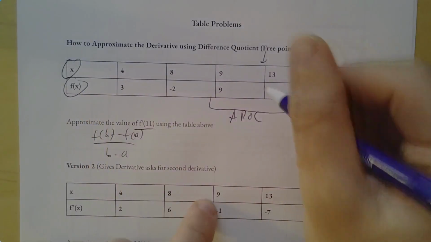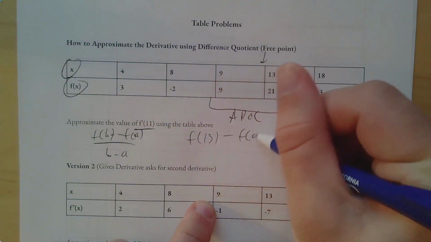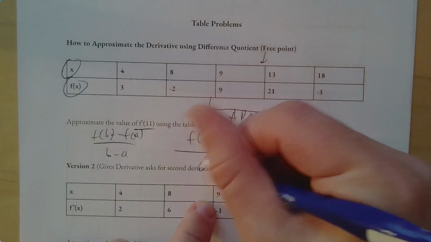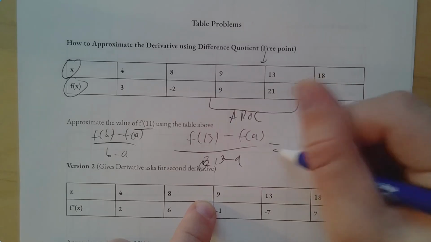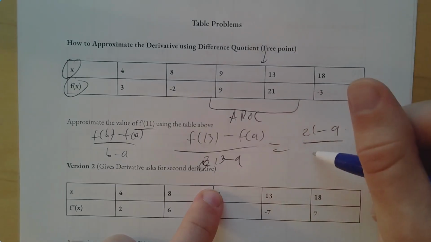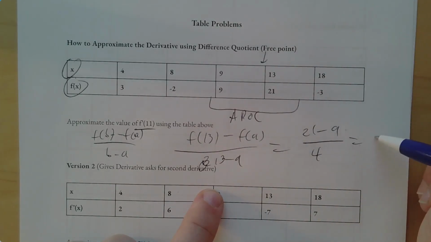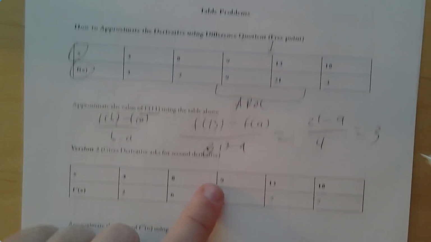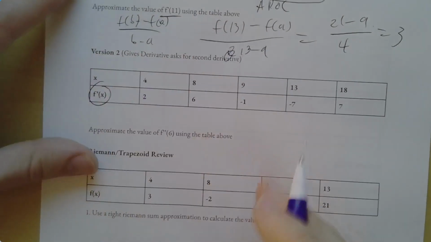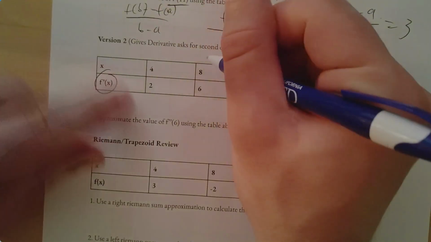So in this case, since 11 is between 9 and 13, it's f of 13 minus f of 9 over 13 minus 9, which is 21 minus 9 over 4. And so that's 3, I think. Yep, that's the idea. And this is the same exact thing. Sometimes it'll give you the derivative here and ask for the second derivative, but it's the same thing. You look, okay, 6 is in the middle of these two.